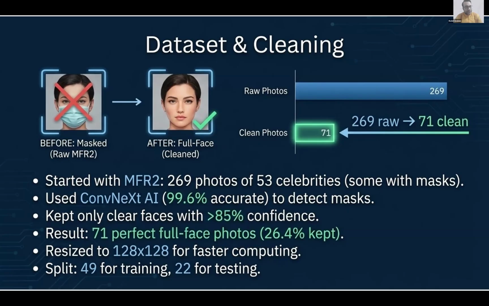So 71 perfect full face pictures, and then we resized them to 128 by 128 dimension in pixels, just to ensure that we are processing it on the CPU processor or a lower grade GPU processor, to avoid resource crunches. And we split 49 for the training and 22 for the testing, and that's how the data set was divided into different parts.